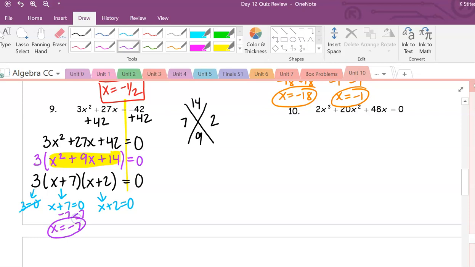So negative 7 and negative 2. Also remember what we talked about above. Your degree here is a 2, so you should expect to have 2 solutions.